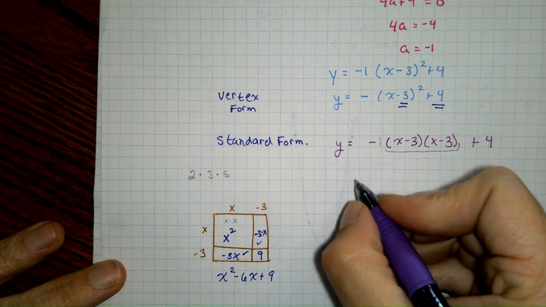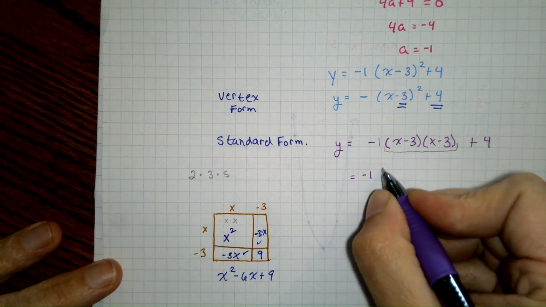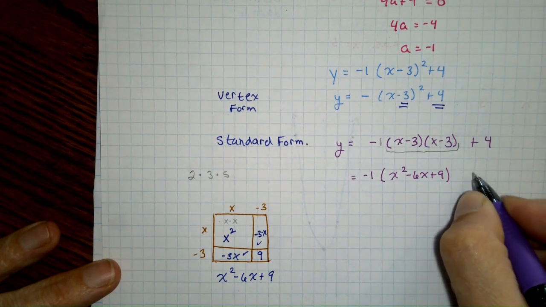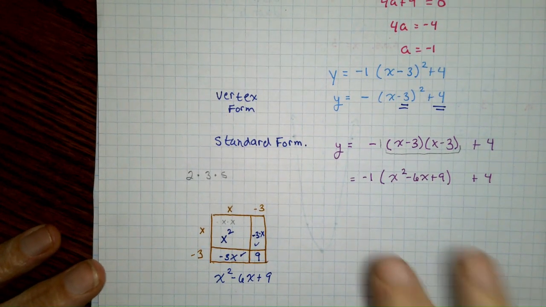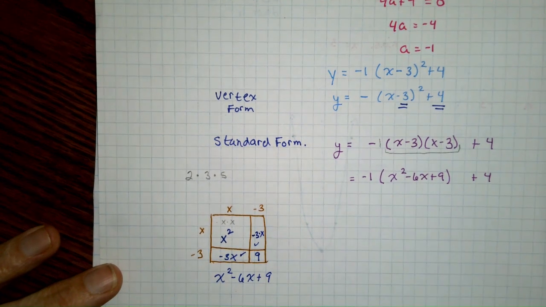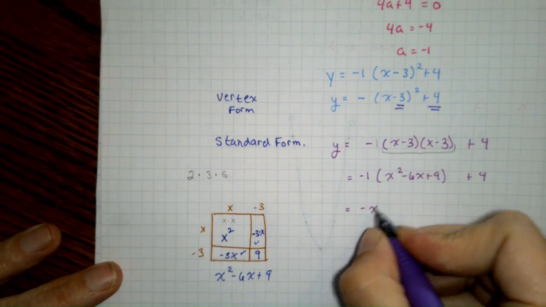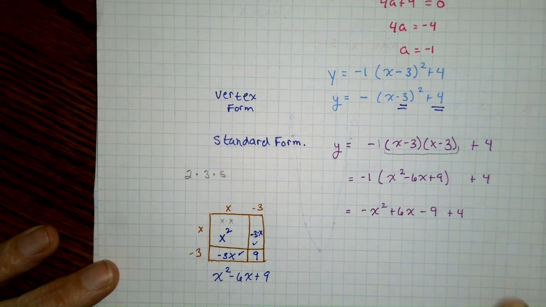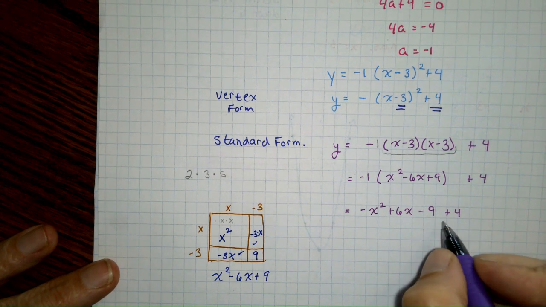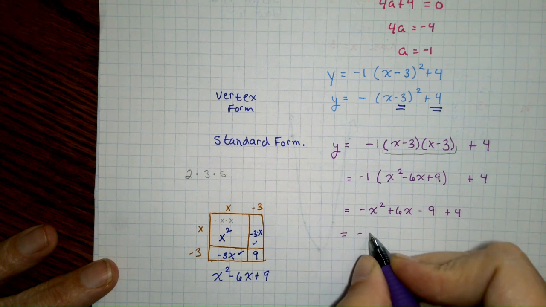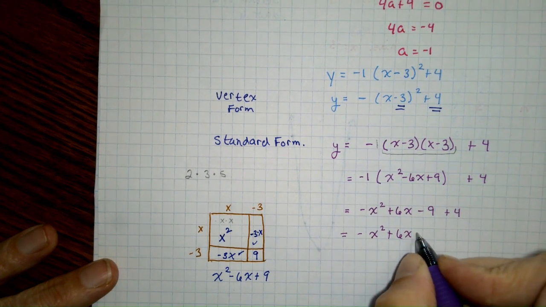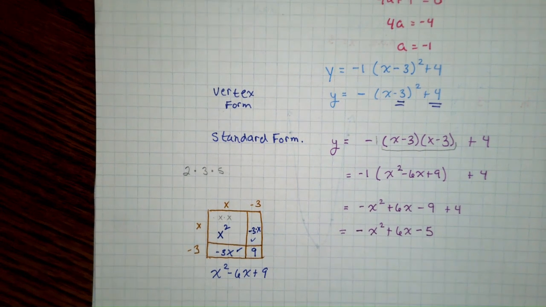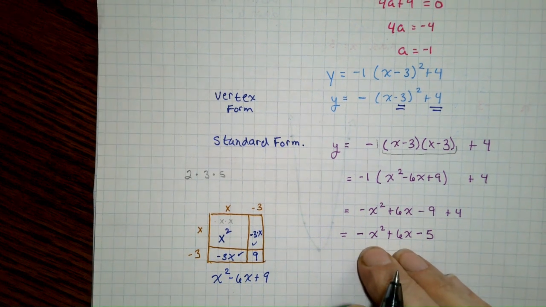So we're going to now have negative 1, but instead of x minus 3 times x minus 3, we're going to have x squared minus 6x plus 9. And then there's that plus 4 at the end. Order of operations still says I have to do multiplying first, so I'm going to go ahead and do that. Negative x squared, positive 6x, minus 9. And then combine like terms. If you owe $9 and you have $4, then what's your balance? You said minus 5, you were correct. So this is what's known as standard form, and that's going to be what my next video is about, how we graph from standard form.